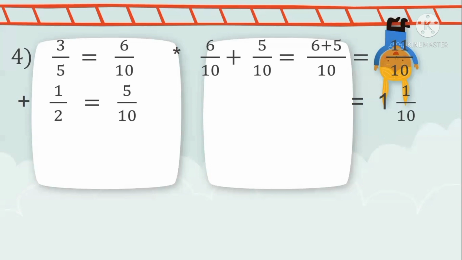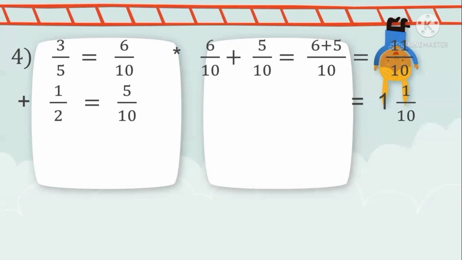6 plus 5 over 10. It gives an answer of 11/10. Then again, it is an improper fraction, so you need to change that into a mixed number. So 11 divided by 10 is 1, and it gives us remainder 1. So 1 and 1/10 is our final and simplified answer.